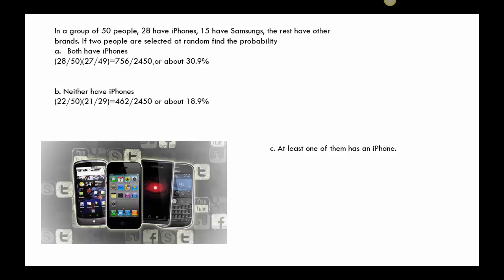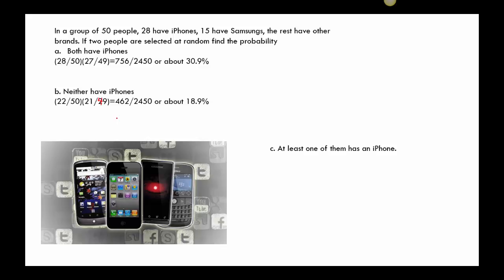So let's go again. Neither have an iPhone. All right, so 28 have an iPhone, which means 22 do not. So 22 out of the 50 do not, and this right here should be a 4. Sorry about that. All right, so I had 22 out of 50 people do not have an iPhone. And then I picked once, and I have 21 people out of 49 people that do not have an iPhone. So that gives me a total of 462 over 2450, which is 18.9%.